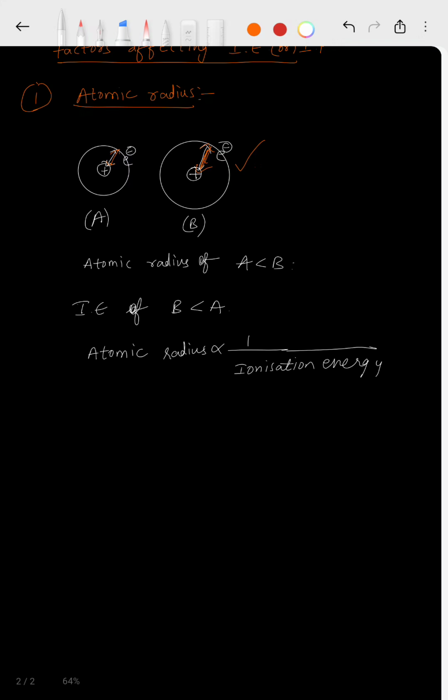So did you get it? This one is one of the factors. Next, the second one is the screening effect, nuclear charge. Before that, nuclear charge, or else we can write the screening effect directly. Screening effect. So what is meant by screening effect?